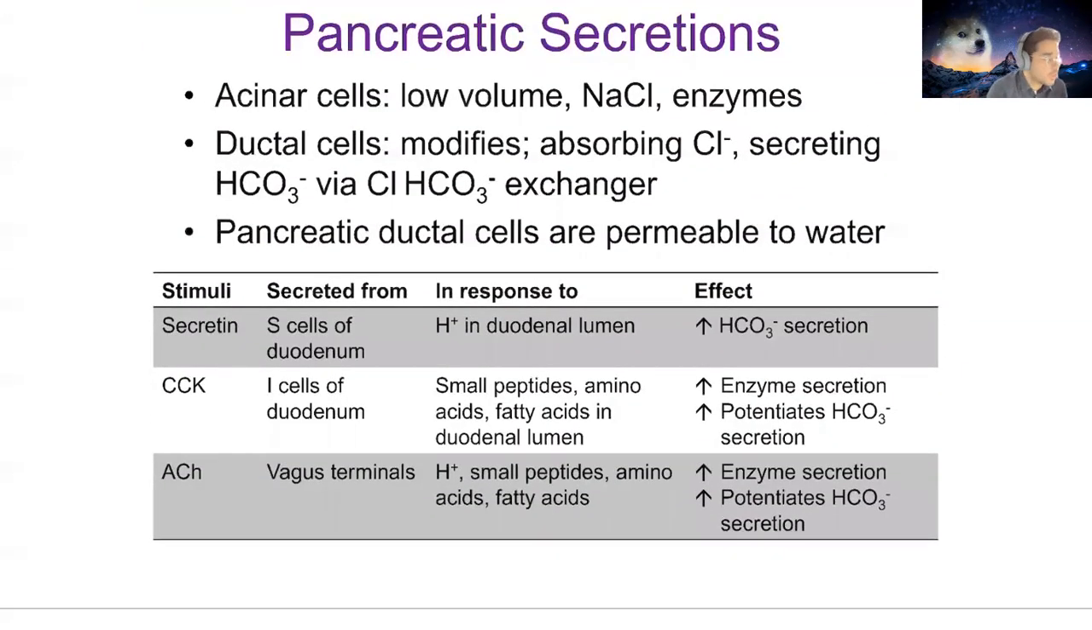Pancreatic secretions, important to know: secretin, CCK, and acetylcholine, okay? Obviously, you guys know acetylcholine very well, because you have heard it time and time again. Let's cover secretin, CCK.